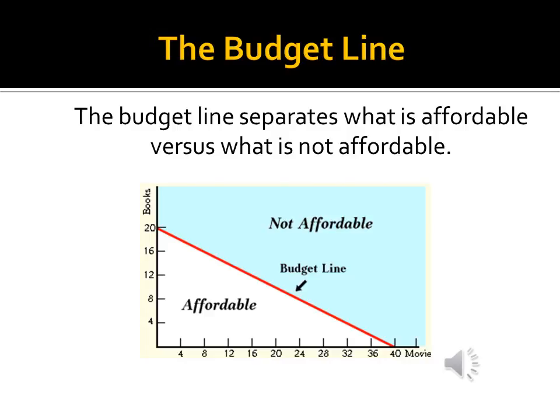As shown on the graph below, the budget line separates what is affordable versus what is not affordable. The budget line, as you can see, is marked out in red, and it lays in between what's not affordable and what is affordable, and what our income can then expend.